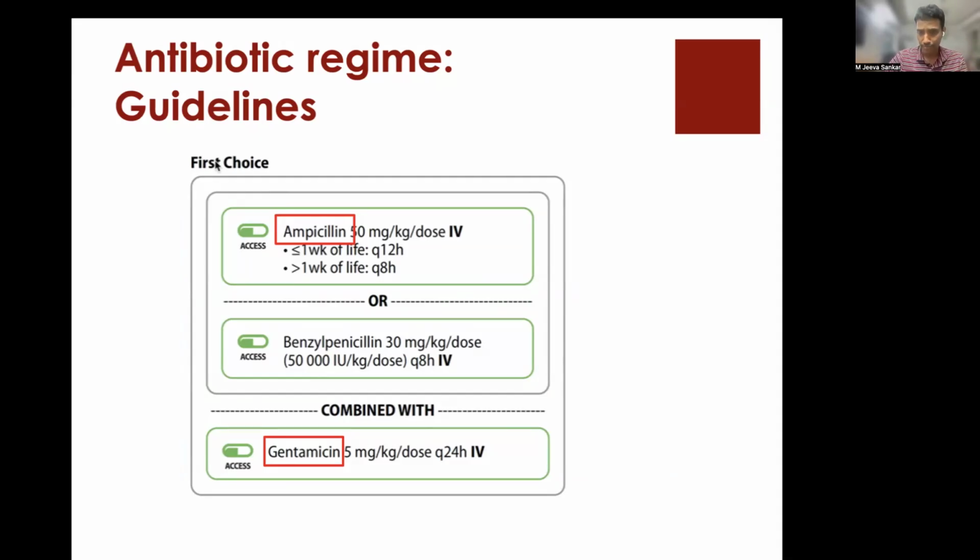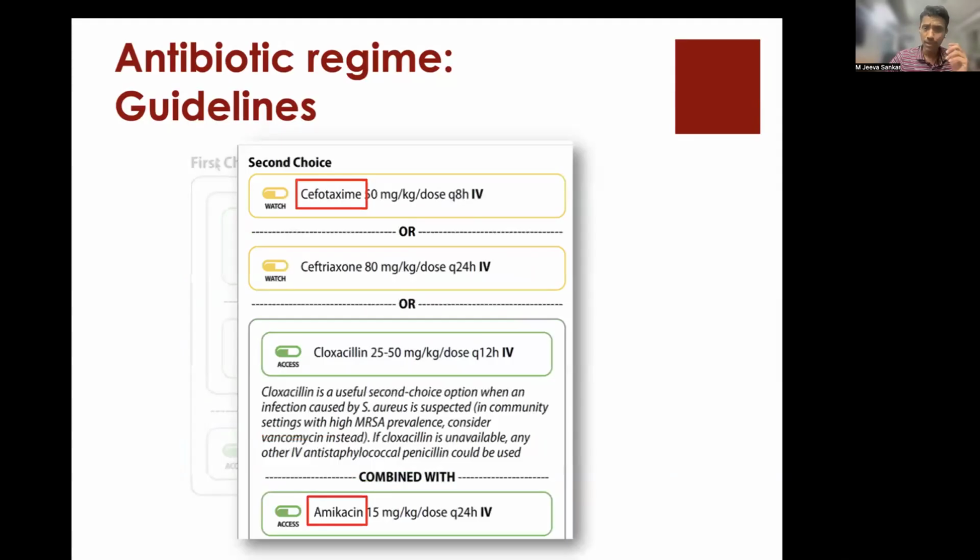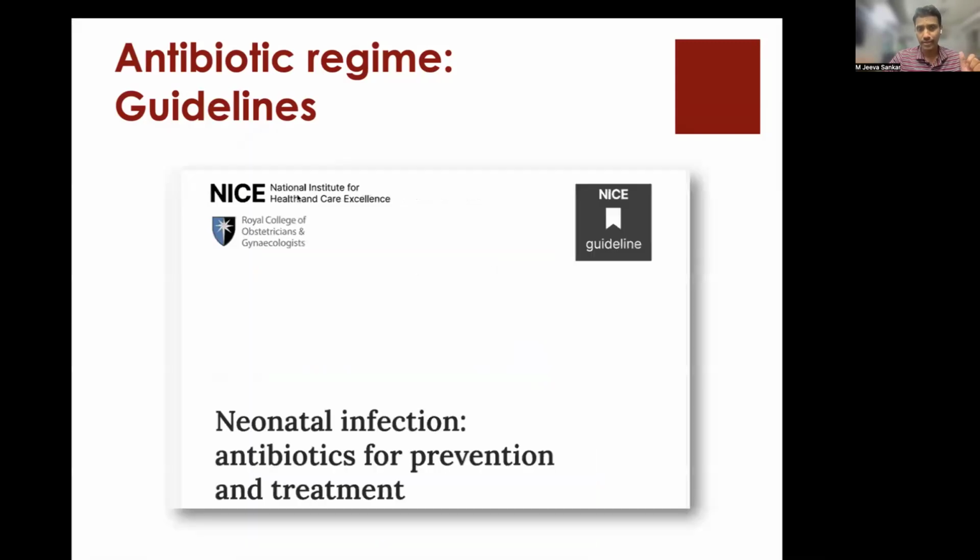Ampicillin or penicillin with gentamicin. The second choice recommended by WHO is cefotaxime or ceftriaxone. And if you suspect staph aureus infections, then you give cloxacillin. So basically, you have cefotaxime with amikacin. The first choice is penicillin or ampicillin with gentamicin. The second choice is cefotaxime with amikacin. So that's what they recommend.